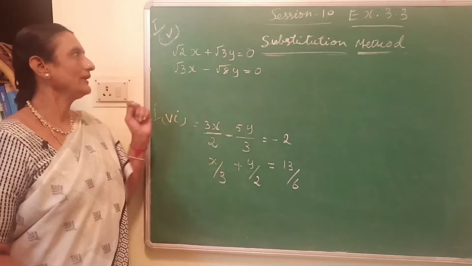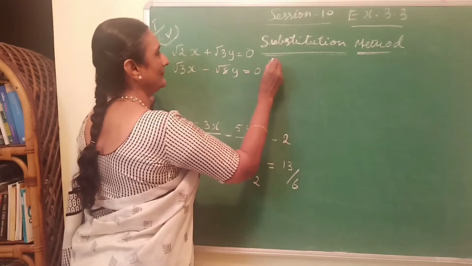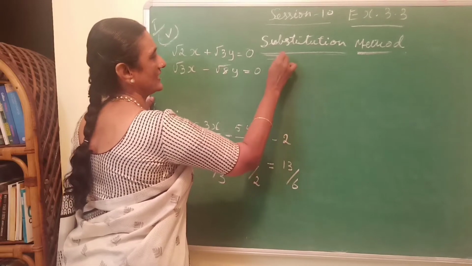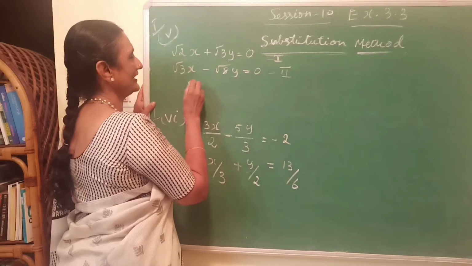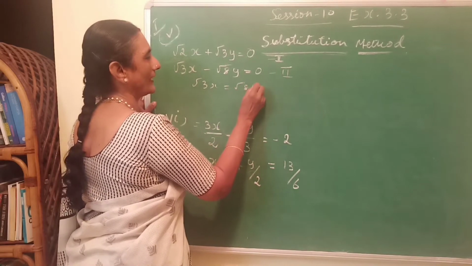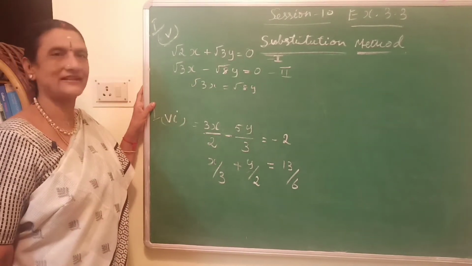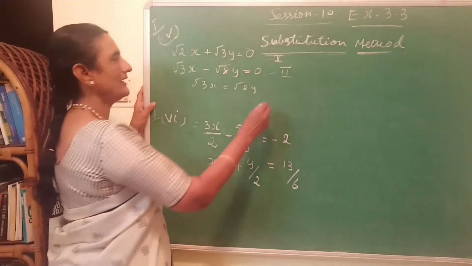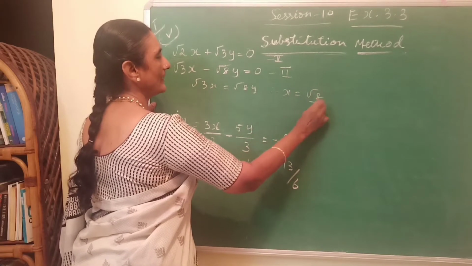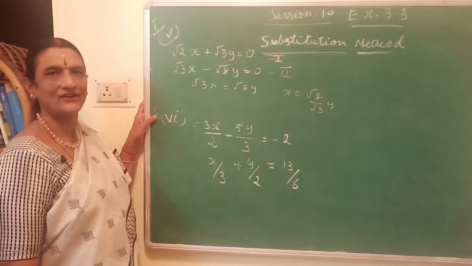Now, as usual, for the substitution method we will take up the first equation and second equation. We will first number them. From the second equation we get root 3x is equal to root 8y. Okay, from this goes to the other side, so root 3x is equal to root 8y. Therefore x is equal to root 8 by root 3 y. Are you getting it? Are you understanding?